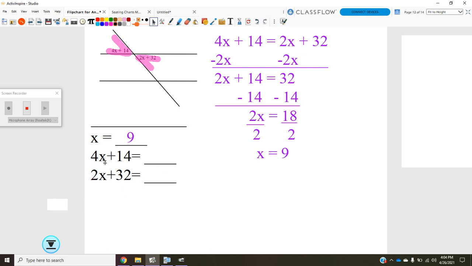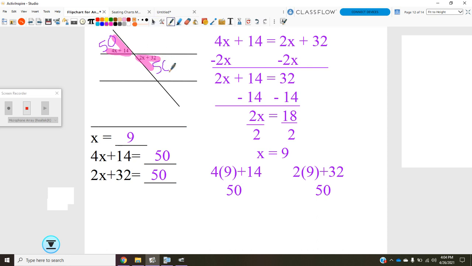I'll take my 9 and sub it in. 4 times 9 is 36, plus 14 is 50. Okay, so this angle up here, 4x plus 14, is 50. My other angle says 2x plus 32. I'll sub in 9 for that x as well. I also get 50, which is a good thing. I'm supposed to get the same number because way back in the start of the problem, I said the angles equal each other. So I better get the same number when I'm done.